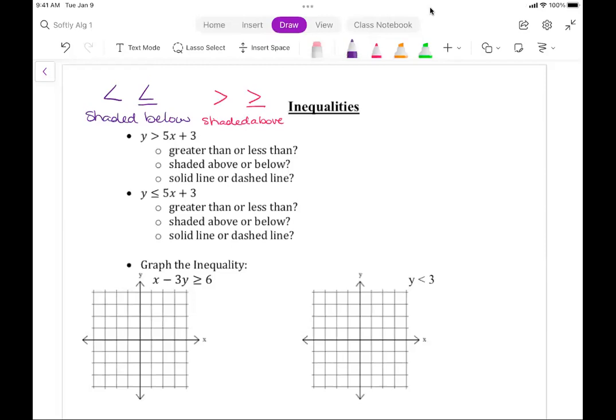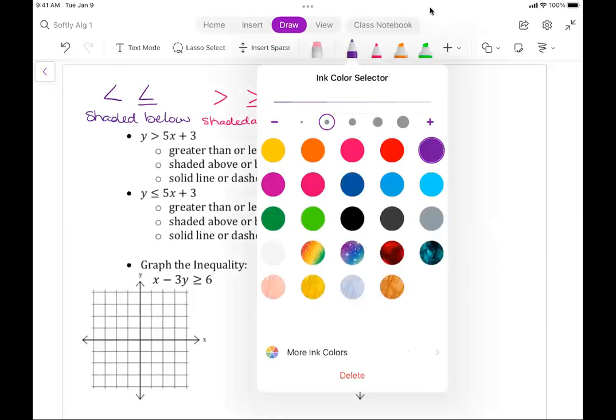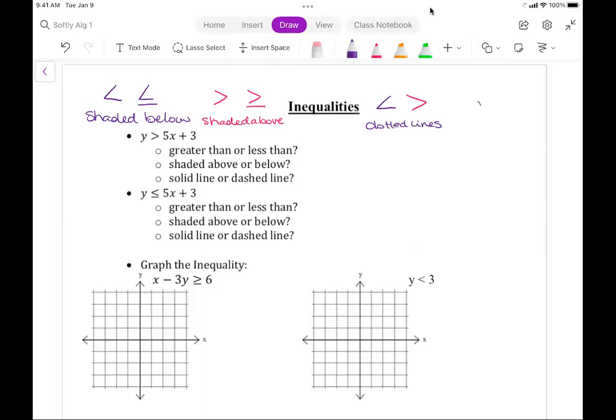You need to remember that if I have a less than or a greater than symbol, these would be dotted lines. Dotted lines. If I have less than or equal to, greater than or equal to, this would be solid lines. So these are the notes you need to remember.